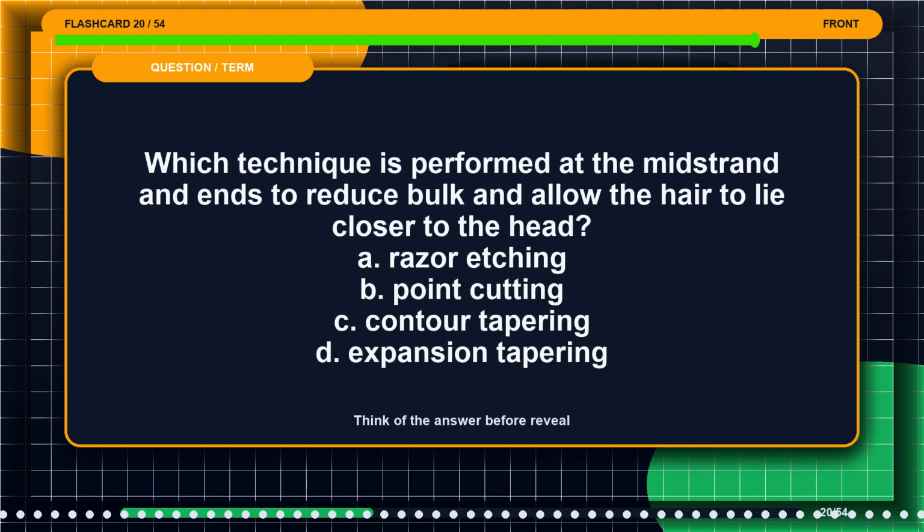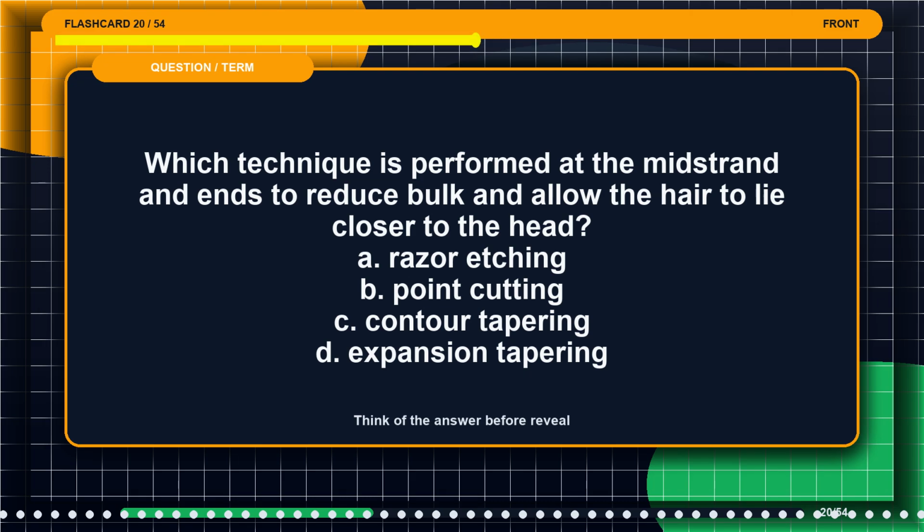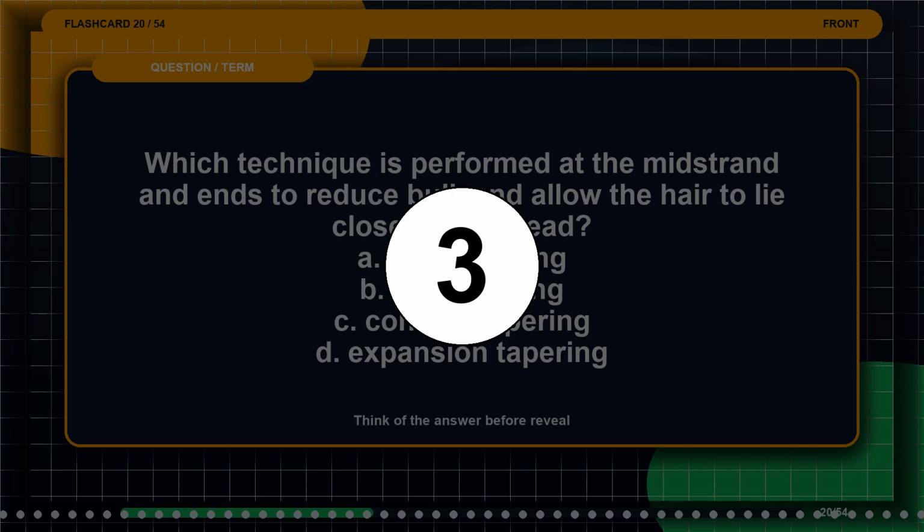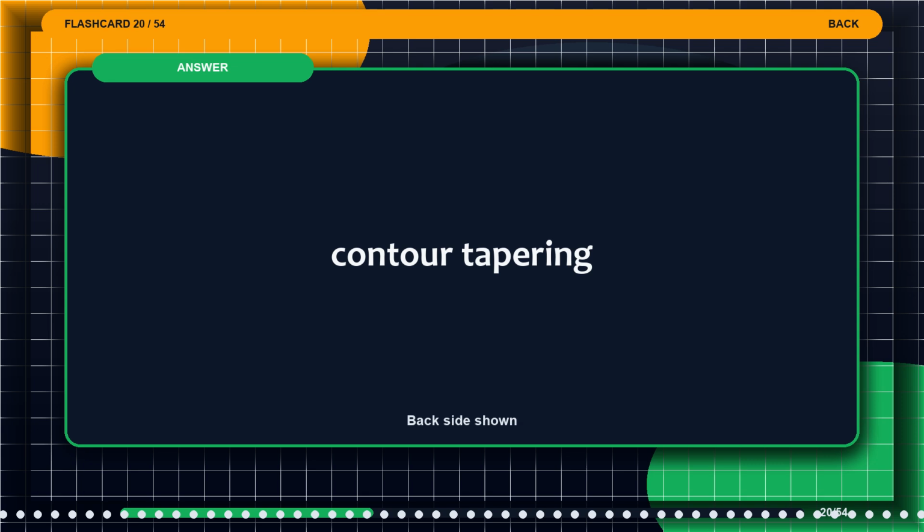Flashcard 20. Which technique is performed at the midstrand and ends to reduce bulk and allow the hair to lie closer to the head? A, razor etching; B, point cutting; C, contour tapering; D, expansion tapering. Pause and think of the answer before the reveal. The answer is contour tapering.